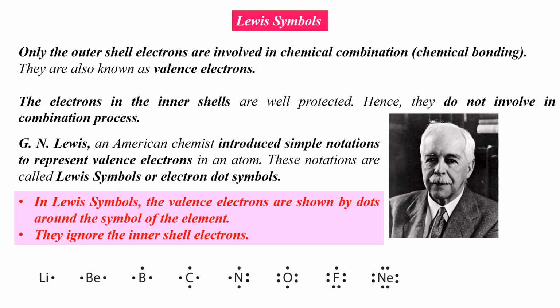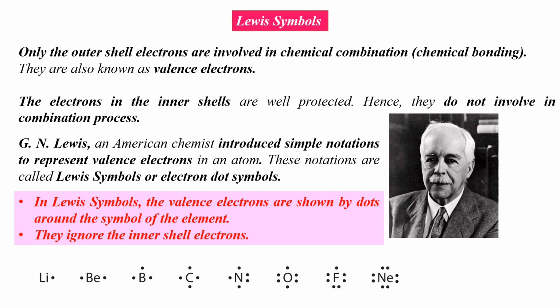Now I will explain about Lewis symbols. In the formation of a molecule, only the outer shell electrons of atoms are involved in bond formation. Outer shell electrons are also known as valence electrons. So children, let me ask you a question. If you have an atom, which of its electrons would be involved in the formation of chemical bonds? What would be your answer?